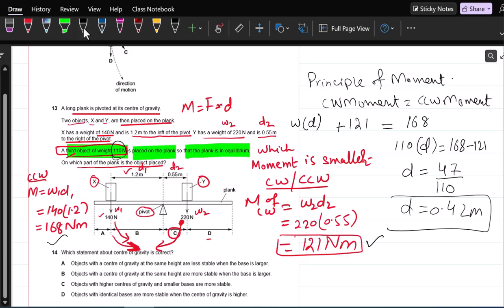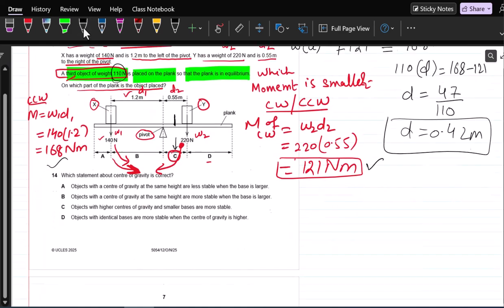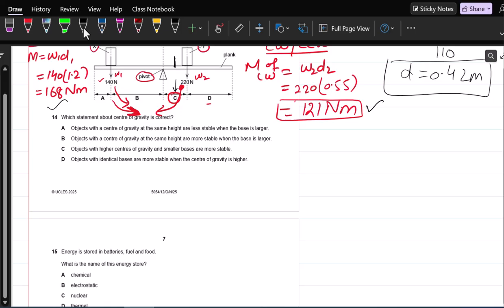So this distance is going to be somewhere here on the right side. So C option is correct. I hope this is clear. Now we are going towards question number 14. In question number 14, it's a very simple, straight question given. Which statement about center of gravity is correct?